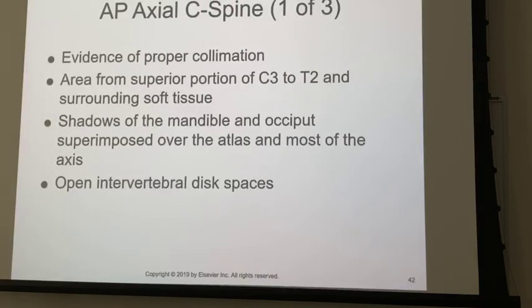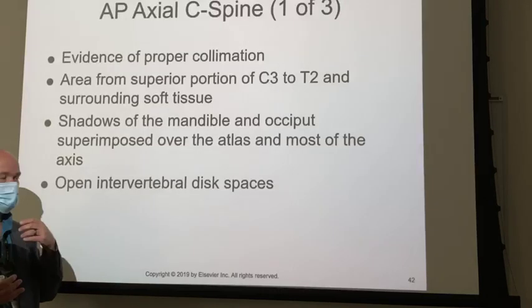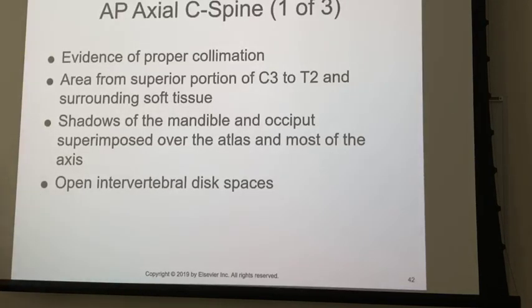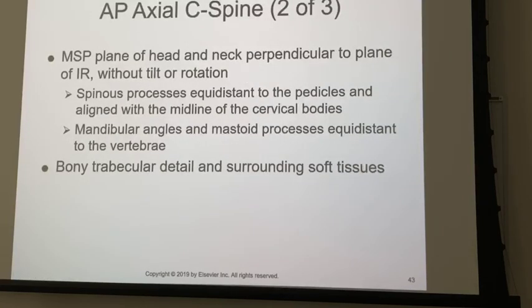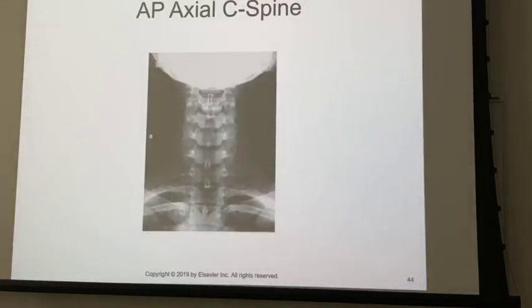So what we're going to look for is evidence of proper collimation. Again, we're only going to see from C3 down to T2. We're going to look at the shadows of the mandible and use that to determine rotation in the occipital bone. And we want to make sure that we've got no rotation. We want to see open intervertebral disc spaces and all that. Okay, so it should look like that.